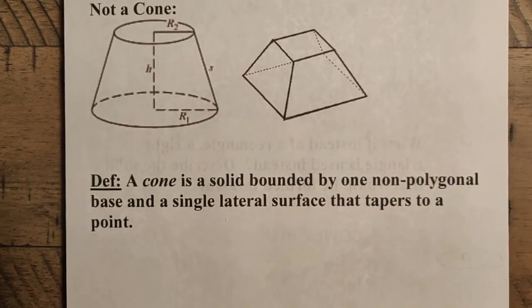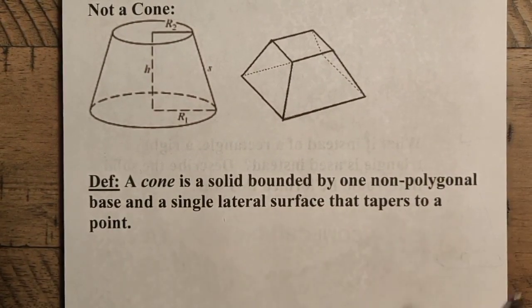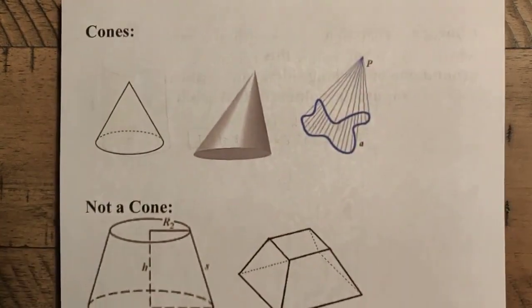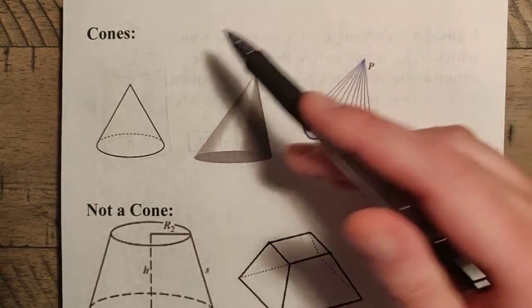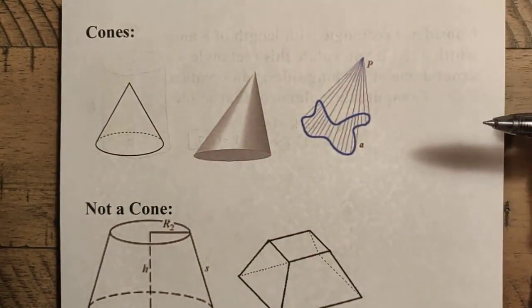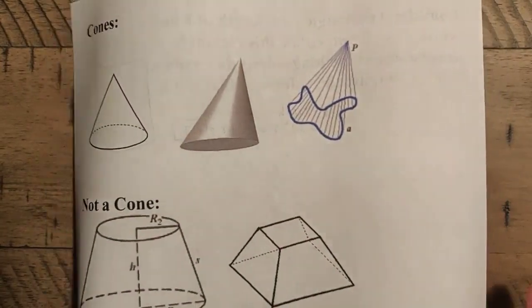So our definition, as you can see from the handout here, is that a cone is a solid bounded by one non-polygonal base and a single lateral surface that tapers to a point here. So just like with the prism and the pyramid, where the pyramid has a single point on top, we're going to do the same thing with the cone. It's going to have a point on top here. It's going to have a single continuous lateral surface here, okay?